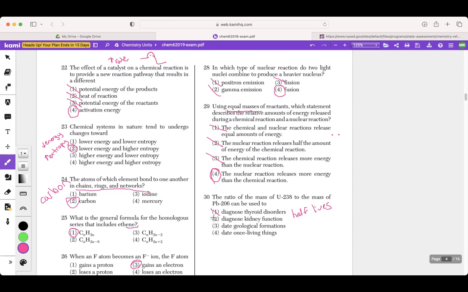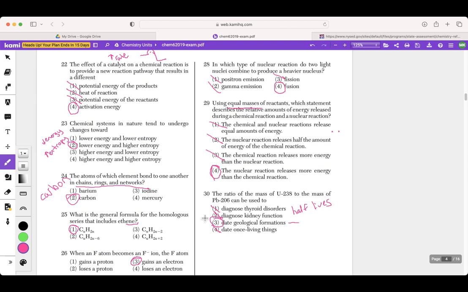Diagnose kidney function, same thing. By the time you're able to diagnose, you would be long, long dead. Date geological formations. This is an option because if we're looking at millions or billions of years, then we can date geological formations quite easily with that radioisotope. Date once living things. It's less easy to determine that using something with such a long half-life. So I'm going to cross that out. The better choice here is going to be choice 3, date geological formations.